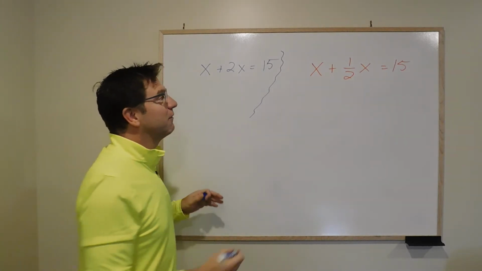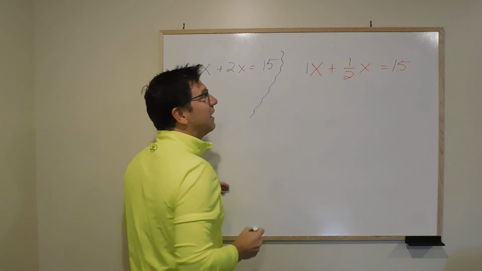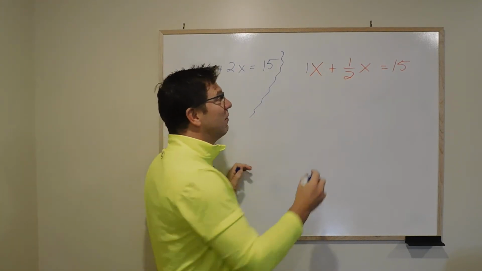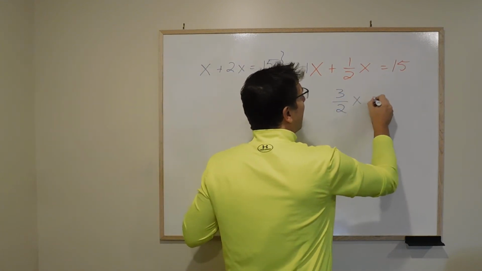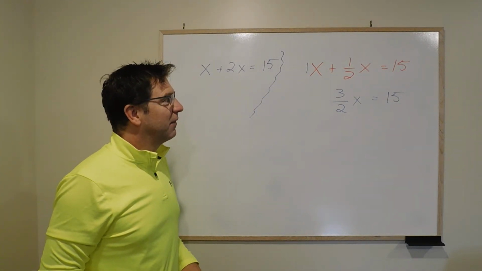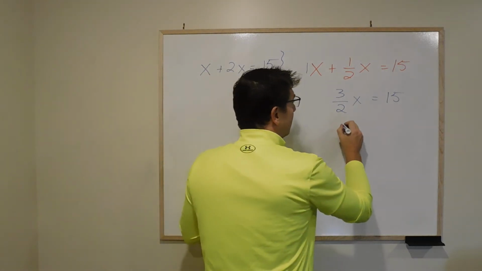But what I would start by saying is I have an x, remember that's 1x, and 1 plus 1/2 is 1.5, or 3/2 x. And that would equal 15, right? Now, how do I get rid of that? Well, I have to multiply both sides by 2, right?